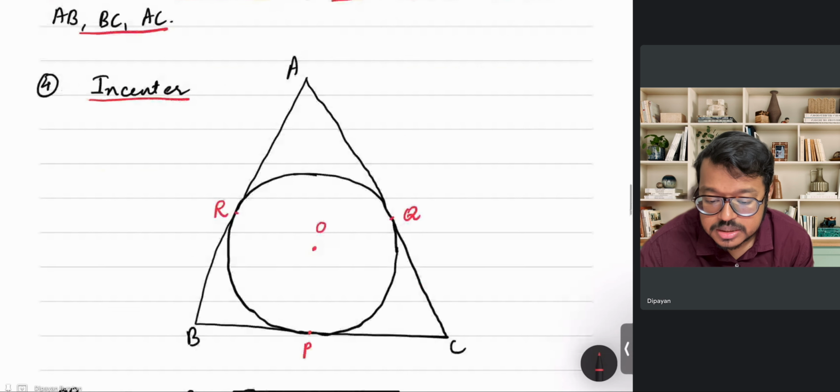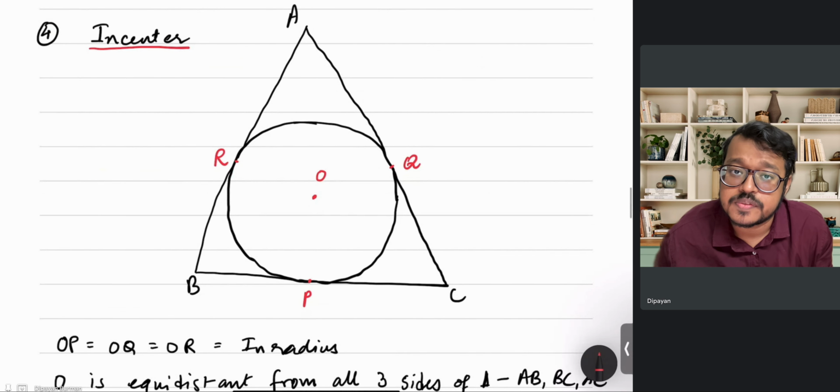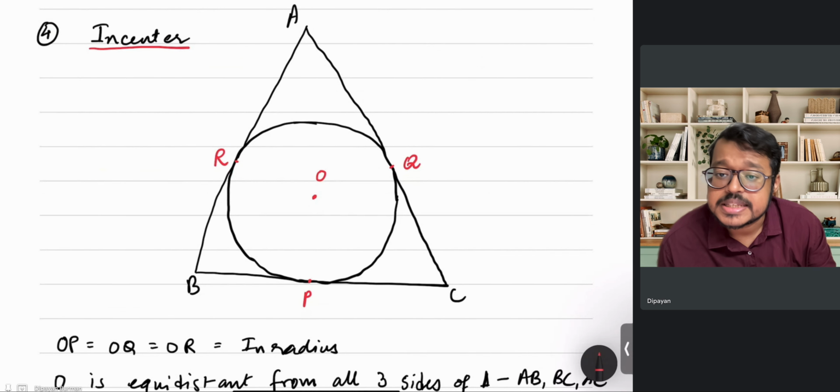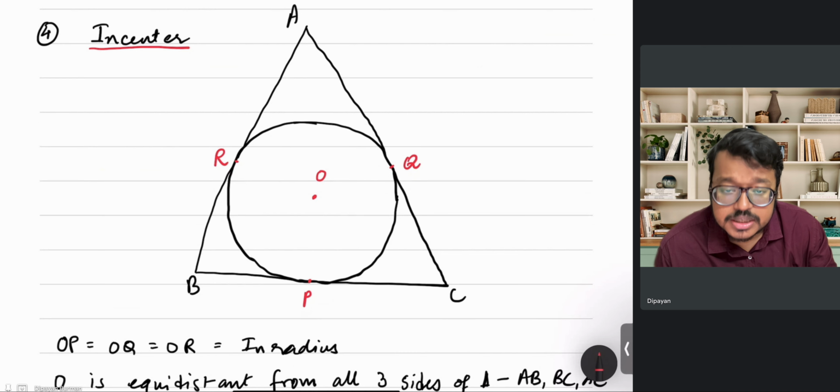Then the last kind of center of a triangle is incenter. So if you have a triangle ABC, and if you imagine that we can draw a circle inside the triangle in such a way that the three sides of the triangle are tangents to the circle, then that circle is the incircle and the center of that circle is the incenter.